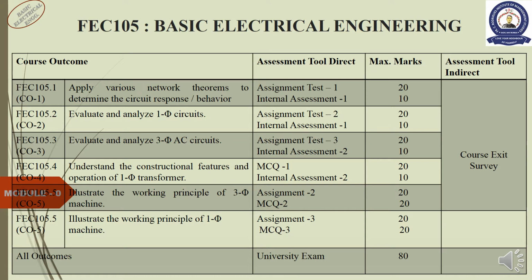Then assignment test 2 is the class test. Then module 3 is evaluate and analyze three phase AC circuits, with assignment test 3 and internal assessment 2, which are of 20 and 10 marks respectively. The fourth module CO is operation of single phase transformer, where the evaluation tool is MCQ and internal assessment 2, which is again evaluated for 20 and 10 respectively.